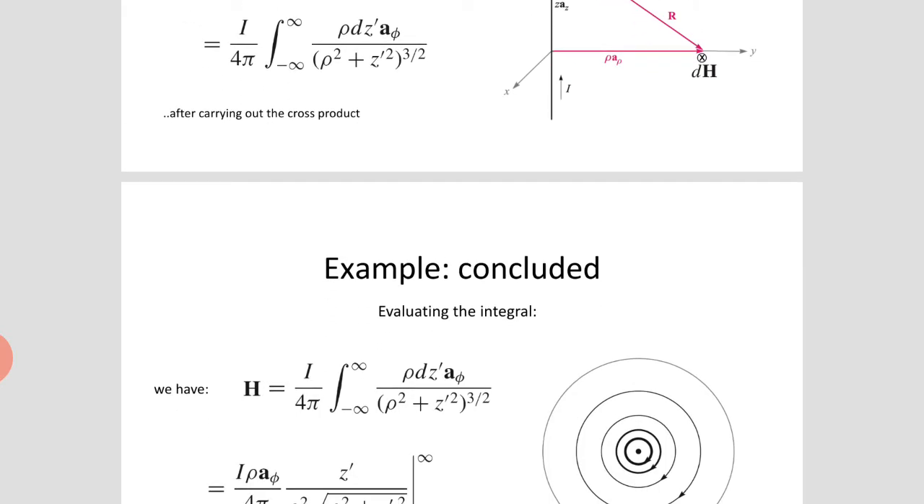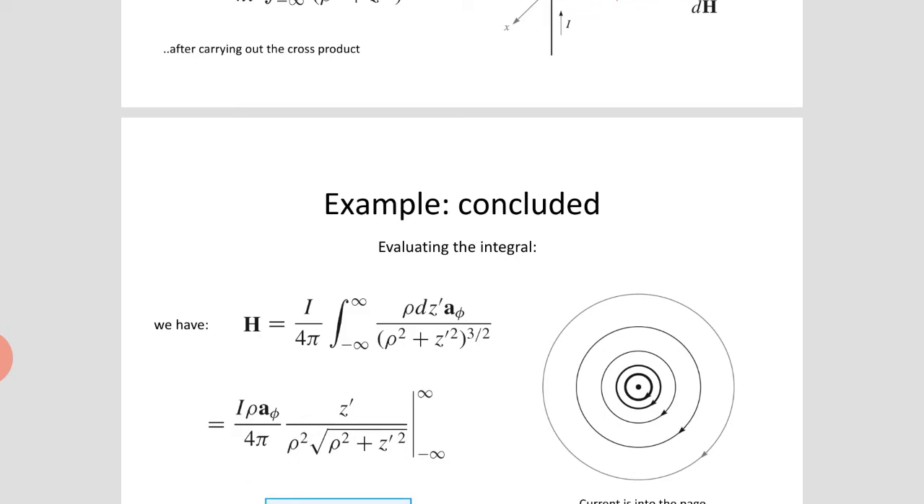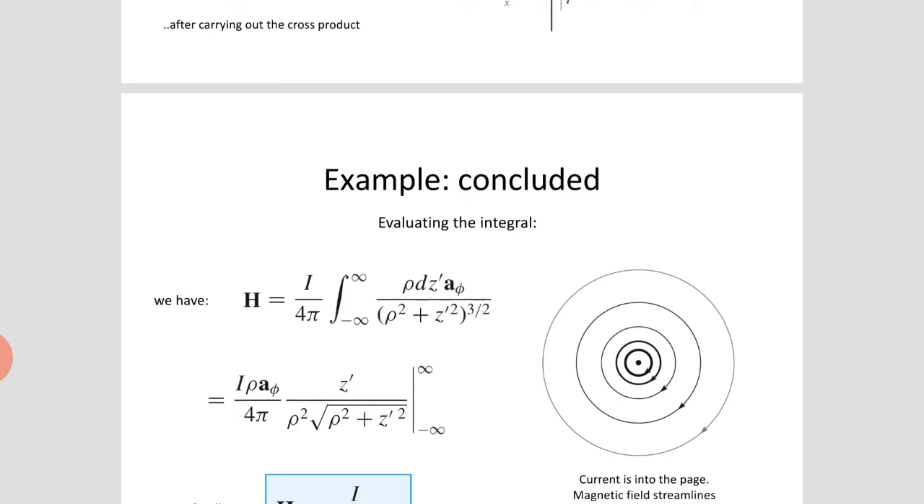Now the example is concluded here, as we get H equal to I by 4 pi integration over minus infinity to plus infinity of rho dz dash a phi divided by rho square plus z dash square raised to 3 by 2. So you can integrate this. Taking the common factor, I rho a phi divided by 4 pi. This is the standard formula for the integration of 1 by rho square plus z dash square to the 3 by 2, which gives z dash divided by rho square into root of rho square plus z dash square, over minus infinity to plus infinity.